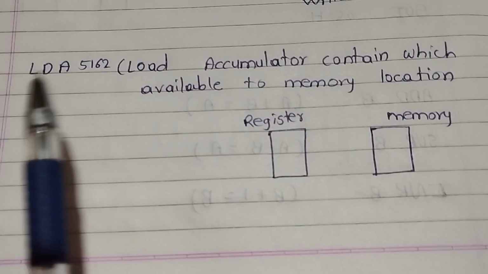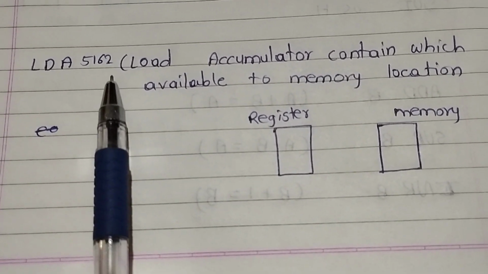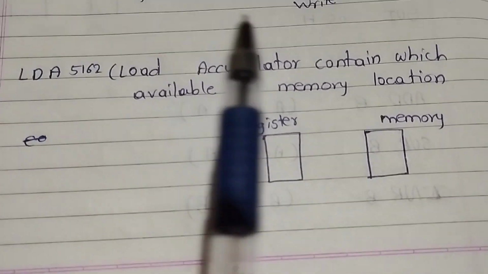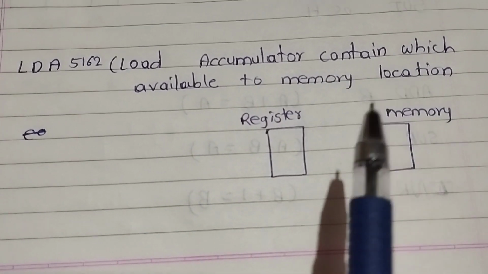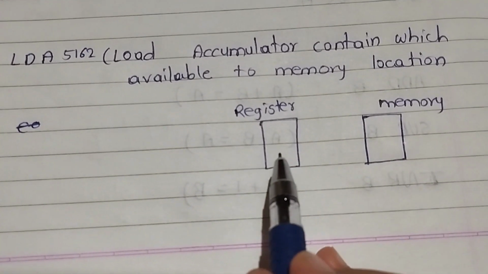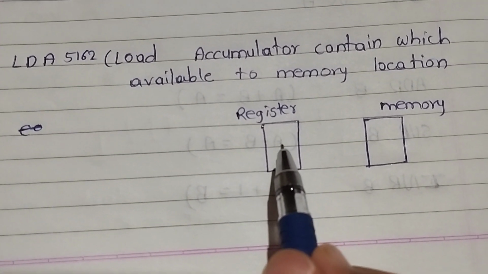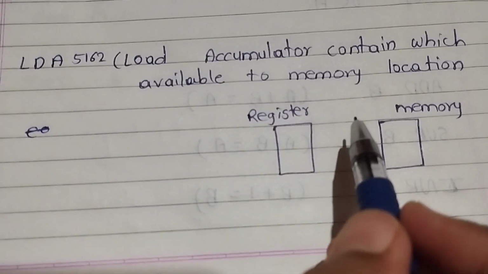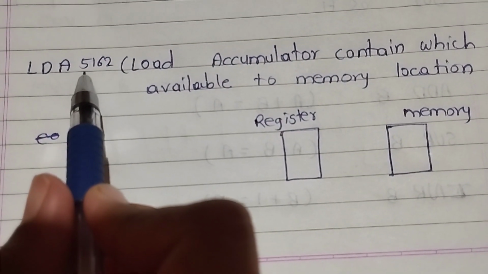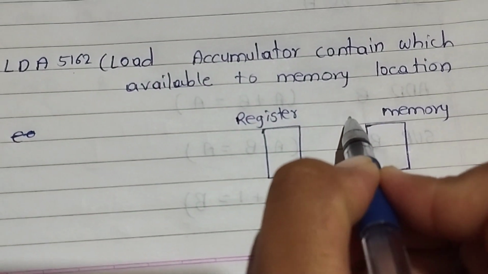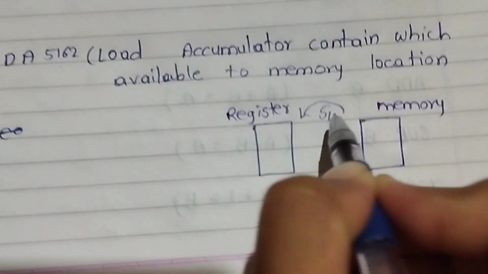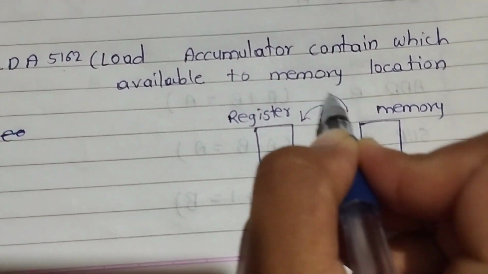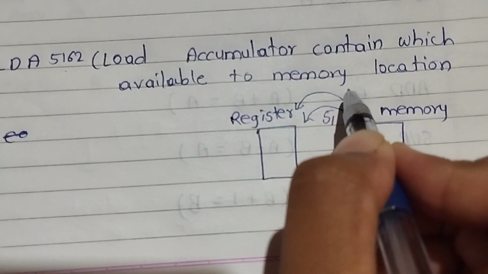One more instruction, LDA 5162, which is a 16-bit address, and the meaning of this instruction is load the accumulator with the contents available at the memory location, meaning we transfer the data from memory to the accumulator. So first, as before, we transfer the first 8-bit data by using a read operation. 51 we transfer first, then the next 8-bit data we transfer with the help of a read operation. Memory to register is 62.